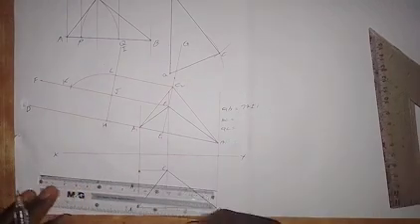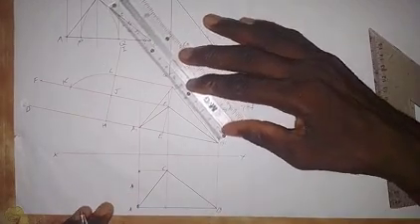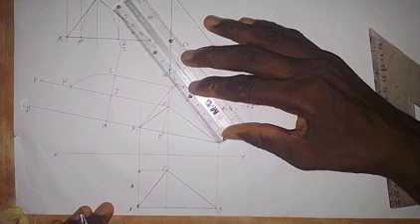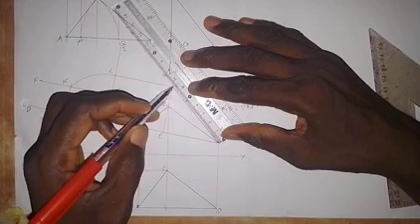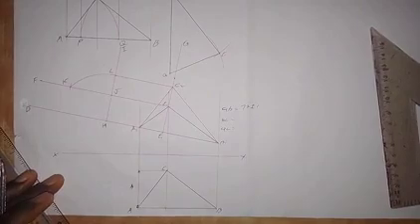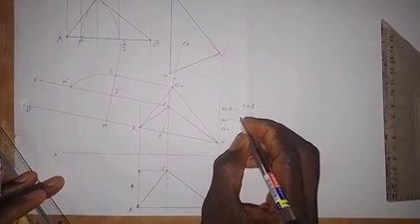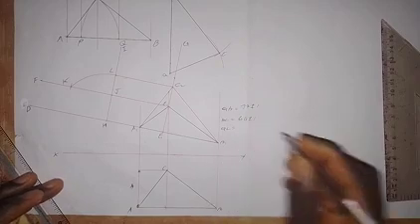Then let's take BC, that is B1C2, which as I said is the true length of BC. If I take the distance from here to here, this is 66 millimeters. It is still okay. So I will write 66 millimeters plus or minus 1. You write it like that.